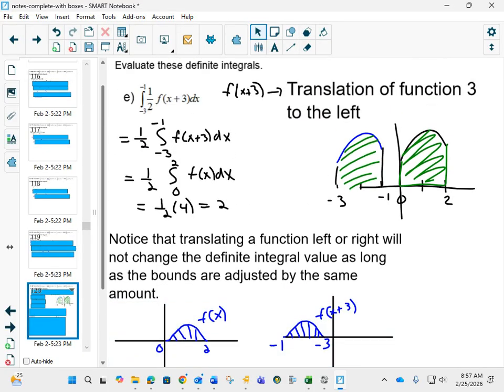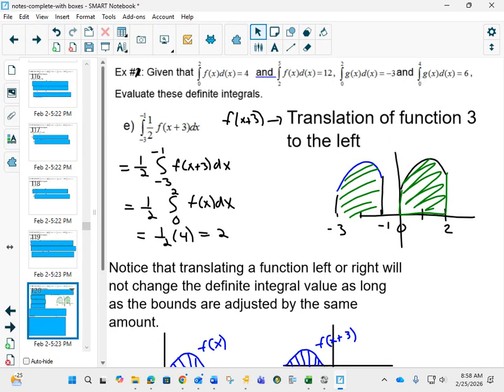I think I have the picture here. Yeah, I already drew the picture. We don't need to draw it again.